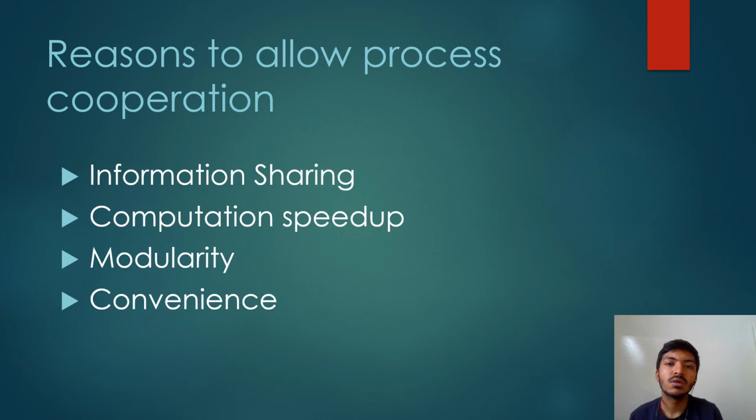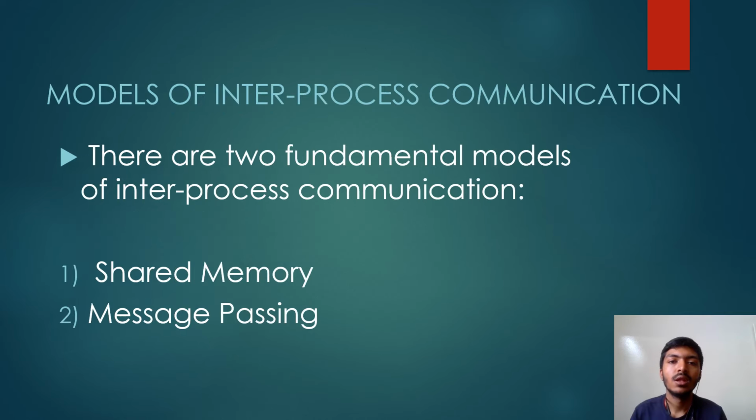The fourth one is convenience. Say you are playing a music file and also using a web browser, and you want both processes to run simultaneously. This would need both processes to communicate with each other, and therefore convenience is another reason to allow process cooperation. Let's talk about the models of inter-process communication in an operating system.